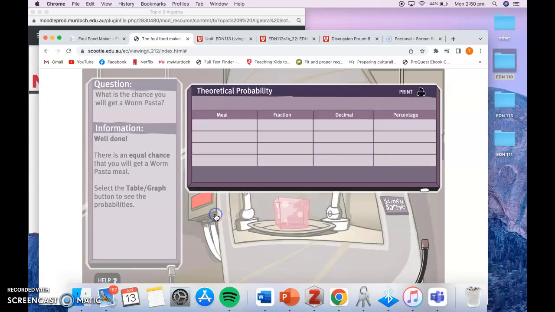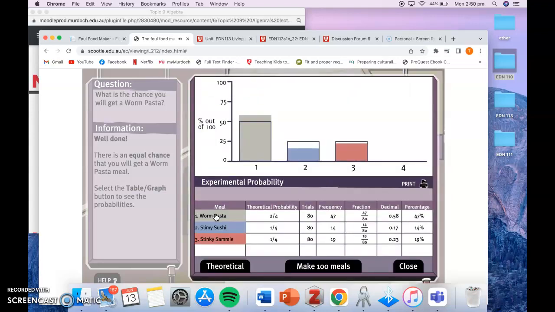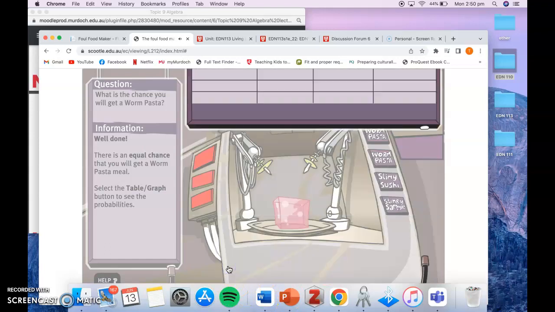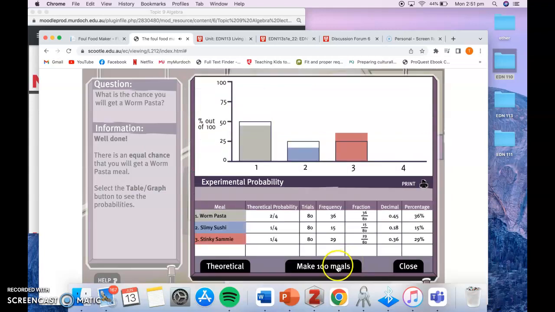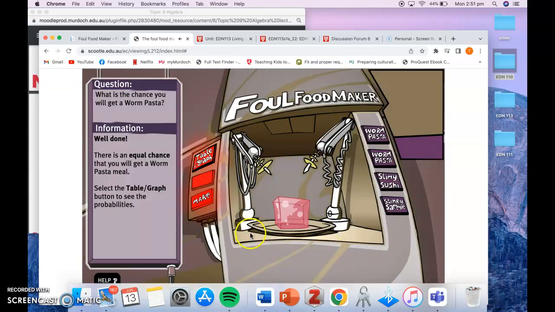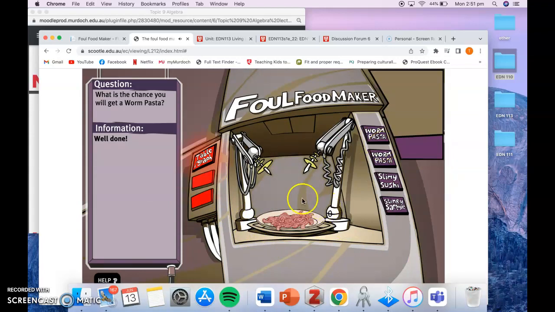And then if you click experiment, it just gives you stats of if you made that meal. And if you click theoretical, back to there, experiment, make 100 meals. Then that just gives you the stats if you make 100 meals, and every time they change. Then you can click make and it makes the worm pasta for you.